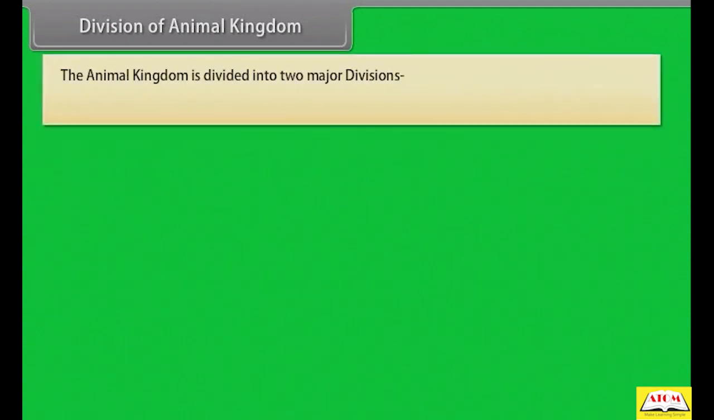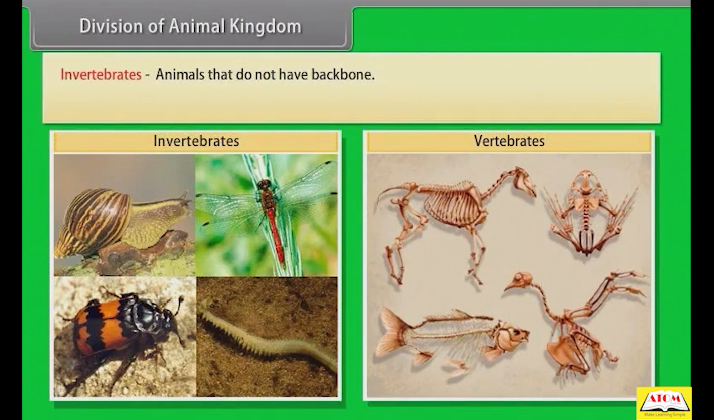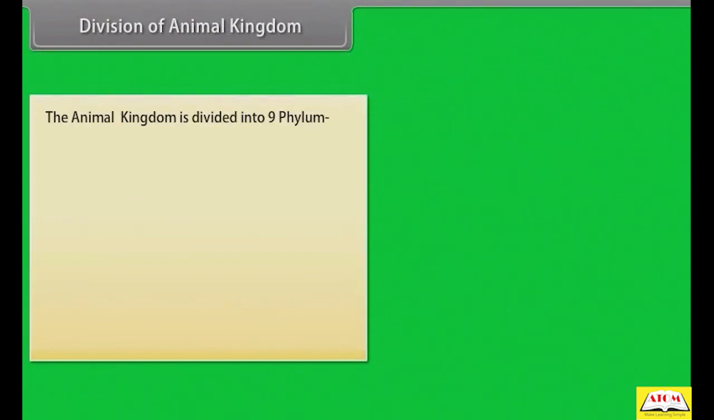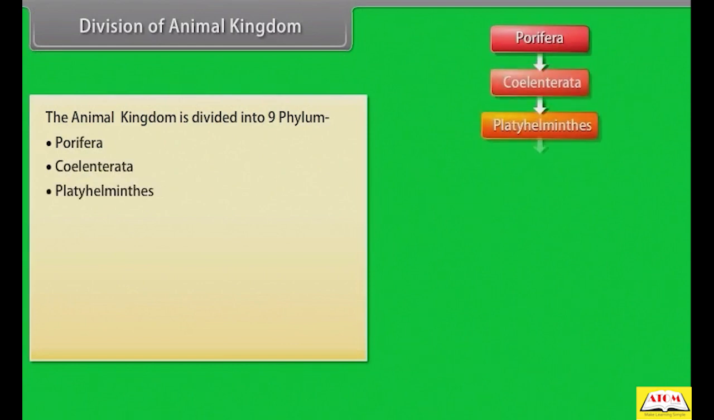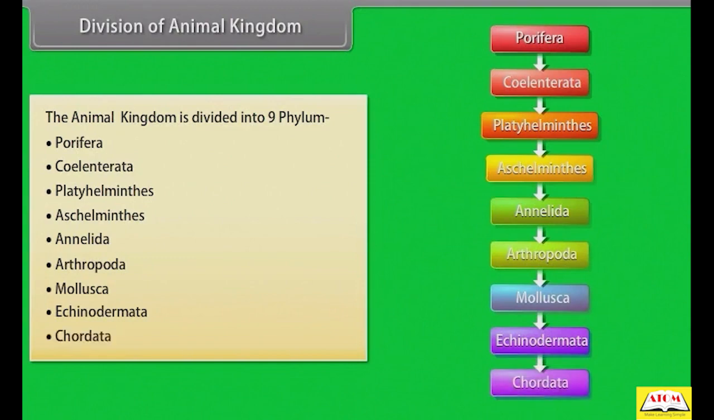Division of animal kingdom. The animal kingdom is divided in two major divisions: invertebrates and vertebrates. Invertebrates, animals that do not have backbone. Vertebrates, animals which have backbone. The animal kingdom is broadly classified based on common fundamental features as given in the image. The animal kingdom is divided into 9 phyla: Porifera, Coelenterata, Platyhelminthes, Aschelminthes, Annelida, Arthropoda, Mollusca, Echinodermata, Chordata.